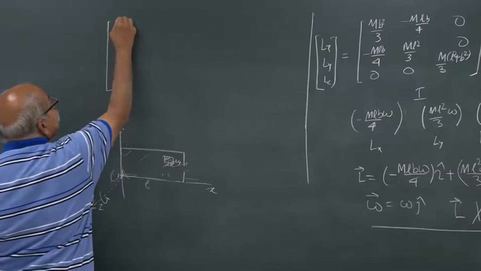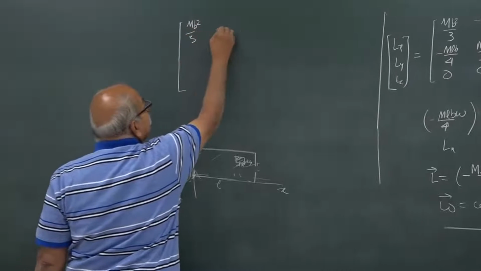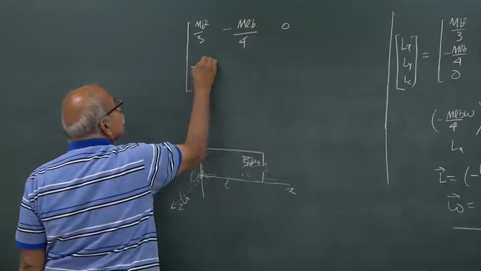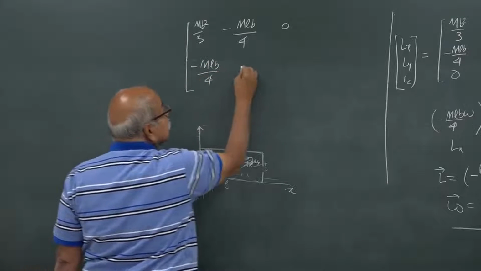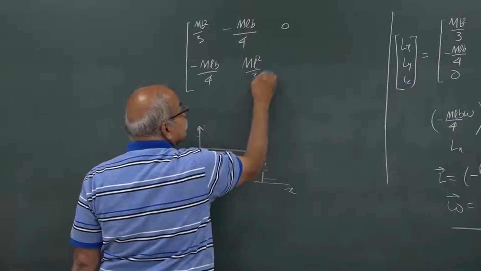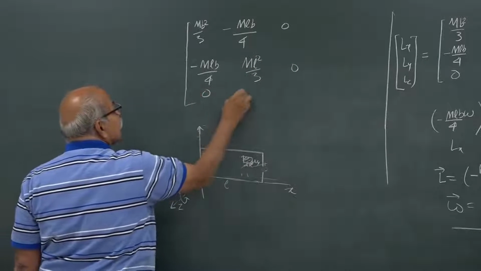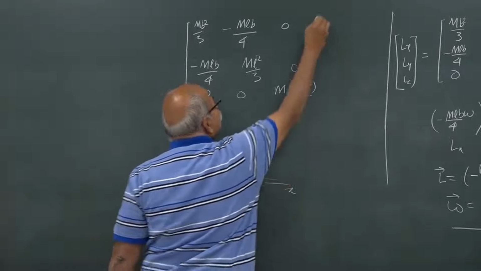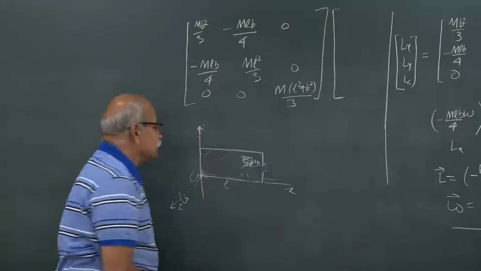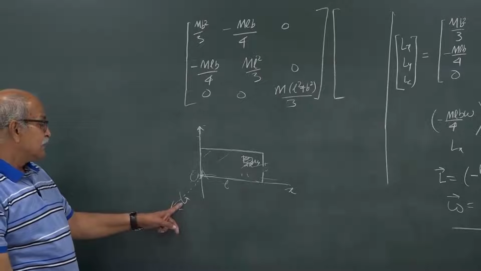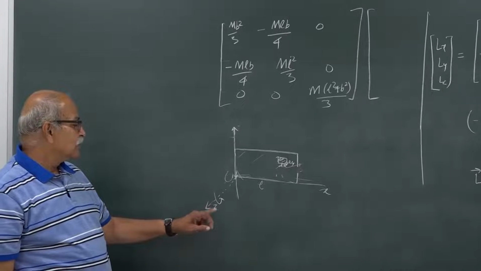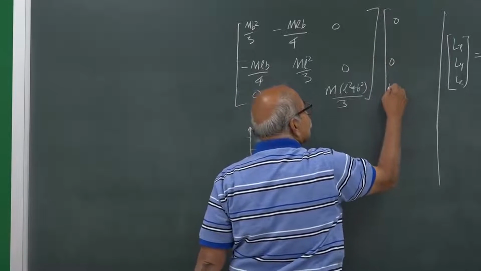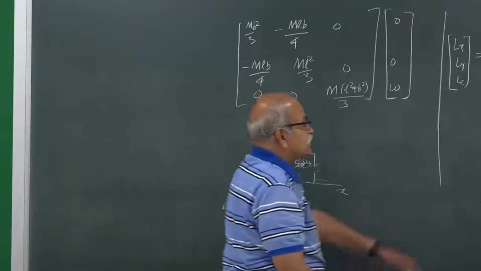It is mb square by 3, then minus mbL by 4 and 0 here, minus mLb by 4 here, mL square by 3 here, 0 here, then 0 and 0 here, and m(L square plus b square) by 3. So, it is the same moment of inertia, but omega is different. Omega is now in z direction. So, omega x is 0, omega y is 0 and omega z is omega. So, this is 0, 0 and then omega. So, that is the difference.